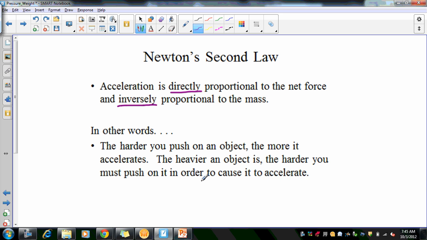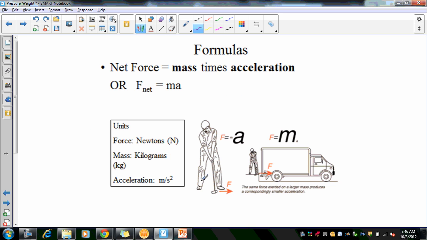So what this looks like in equation form is net force equals mass times acceleration, or F net equals ma. Here you can see that if the force goes up, so if this side increases, then this side of the equation must increase. So this side goes up, this side goes up. That is a direct relationship.